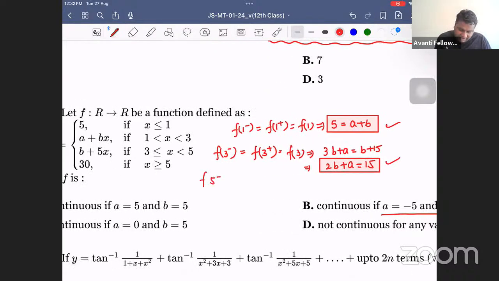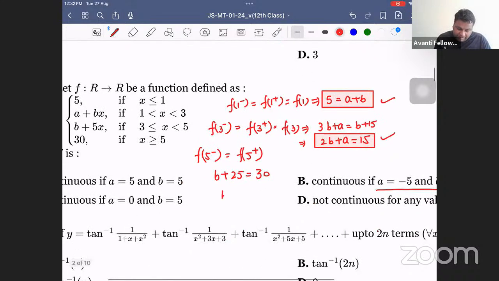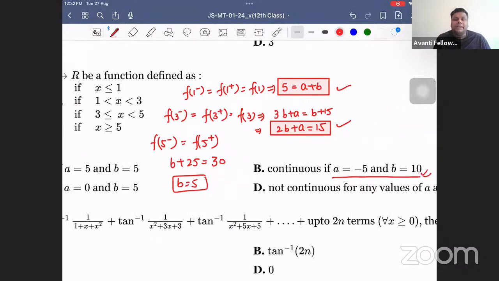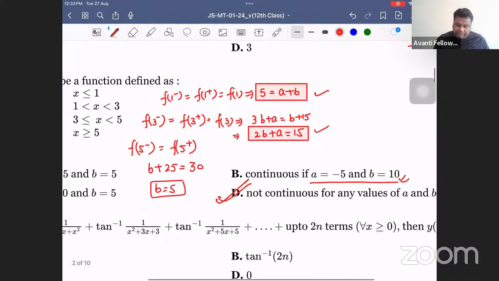But there is another point, 5. f(5 minus) should be equal to f(5 plus). f(5 minus) will be b plus 25, should be equal to f(5 plus), which is 30. So with this, I'm getting b as 5. Now there is a contradiction, because they are saying b is 10. If they are saying b is 10, so this is the contradiction. That means no solution. So not continuous for any value of a and b.